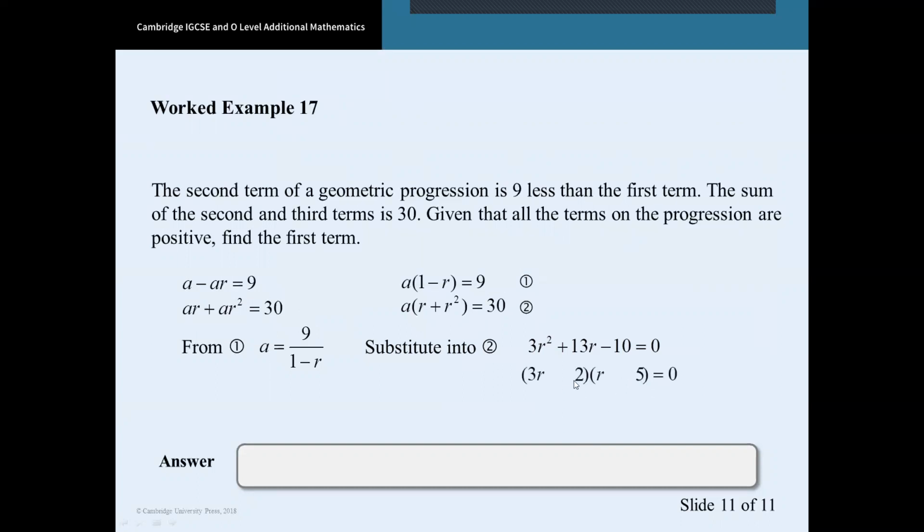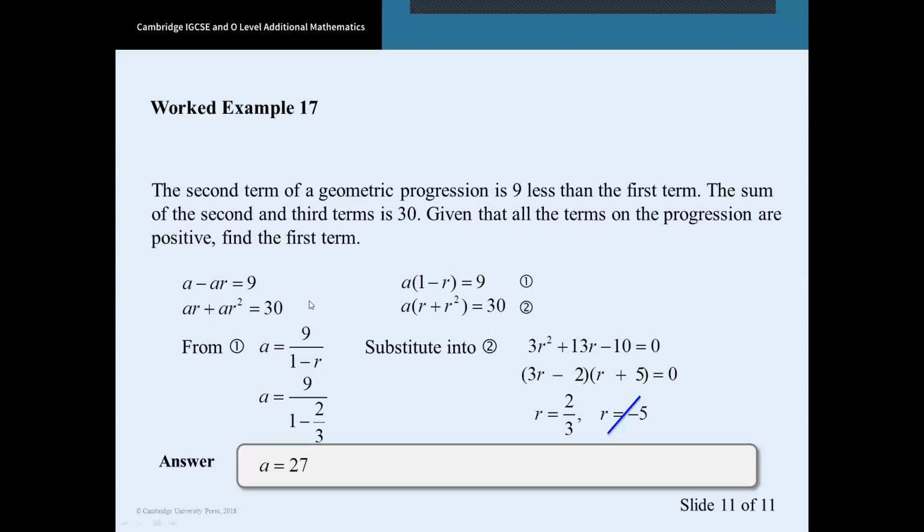So now for this part, you should be able to use a calculator to help you do your factorization. Your r is equal to 2/3 and your r is equal to -5. So we have to eliminate the second answer. We have to reject this answer. Why do we have to reject this answer? Because they say all the terms on the progression are positive.